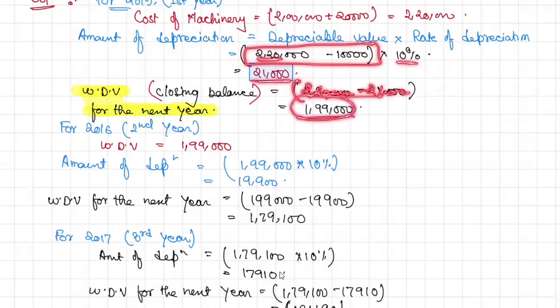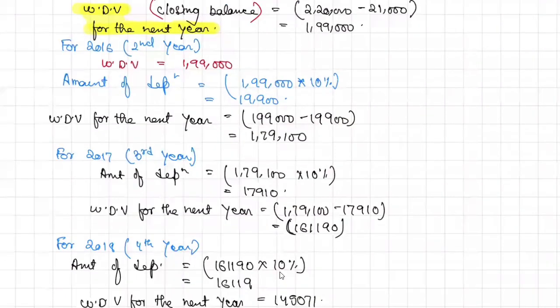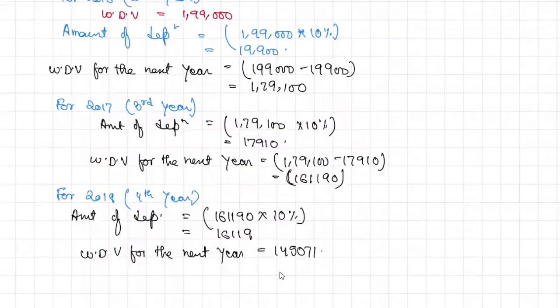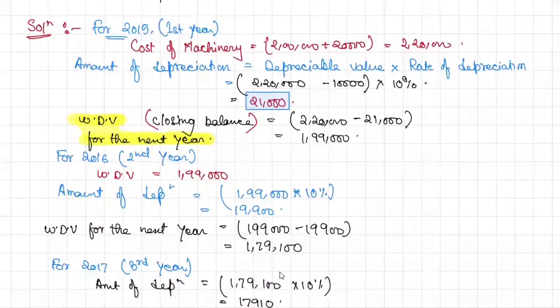Now the calculation will be 199. Then it comes to 179,100. Calculation will be on this. Now came 161,190. So calculation will be on this. Okay. So I think this was simple and yet clear to everyone. Alan, I think your doubt is solved, correct? You got how the calculations are done, correct?